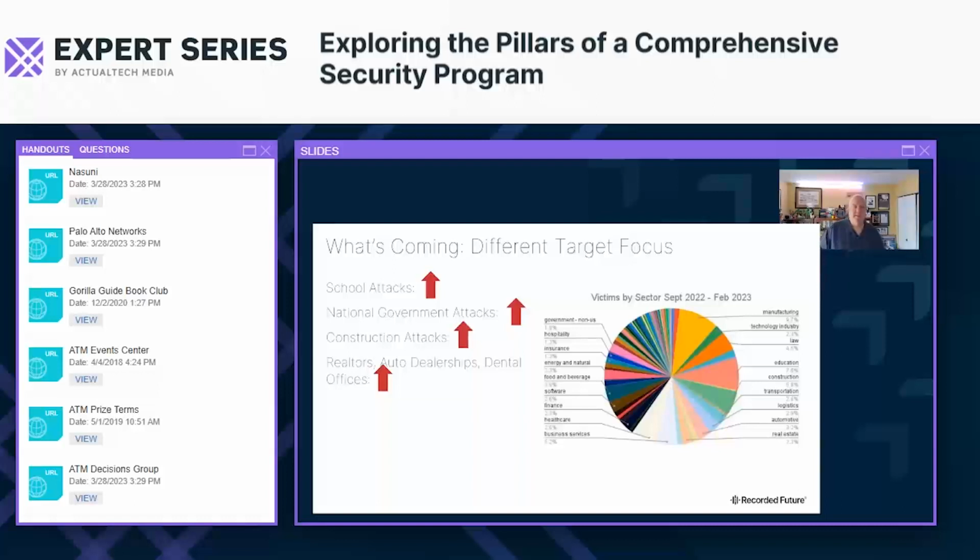We are seeing more attacks on national governments. We're also seeing more attacks on things like realtors, auto dealerships, dental offices, and construction companies. We've seen a big increase in attacks there. And it's not that ransomware actors are targeting construction companies. It's that a lot of the sectors that have been targeted before have improved their security, and construction is kind of lagging behind in terms of security investment.